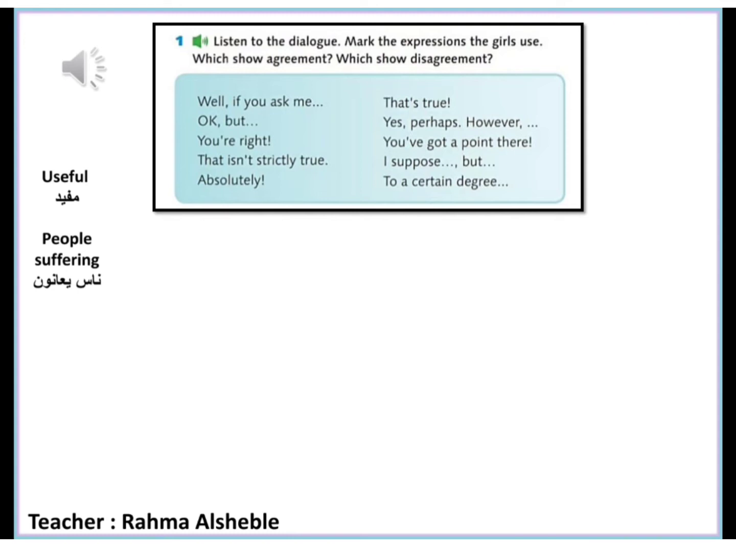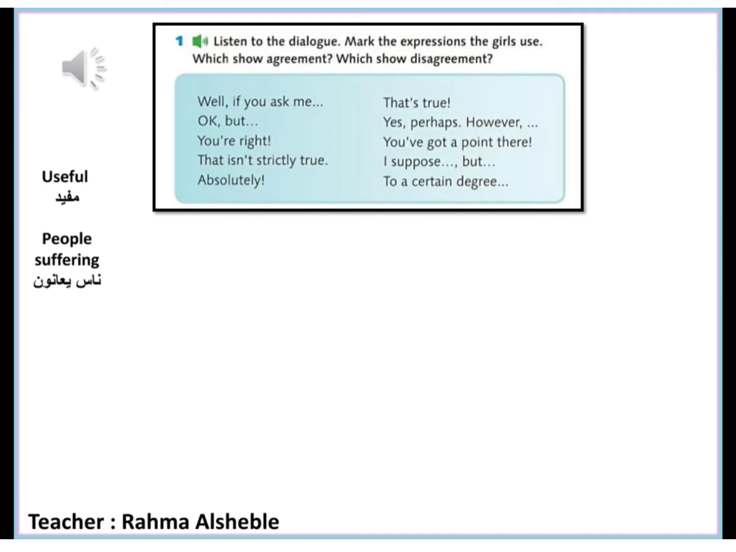And we could also start a campaign at school. You're right. I wonder why I didn't think of it. Let's make a poster. I suppose we can, but don't you think we have to ask the headmaster first? I don't know. Why don't we ask our English teacher? She's always talking about aiding people with problems.